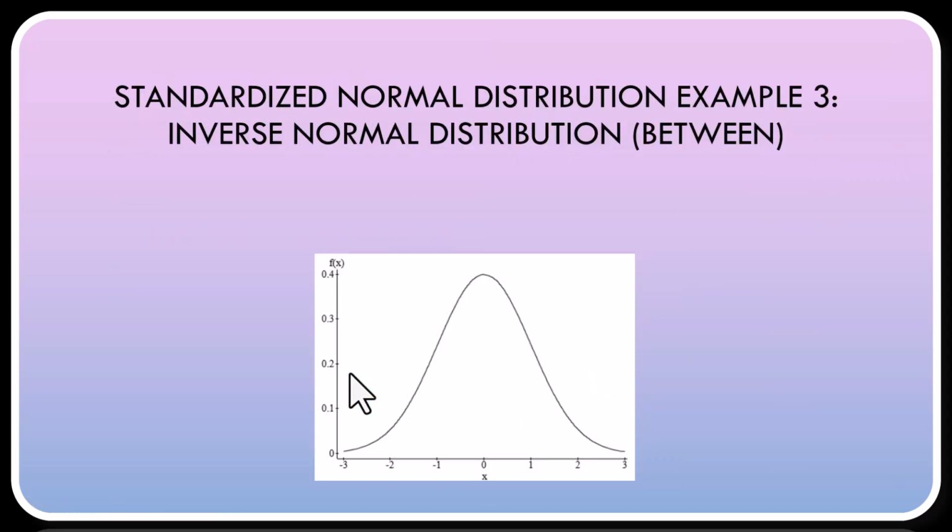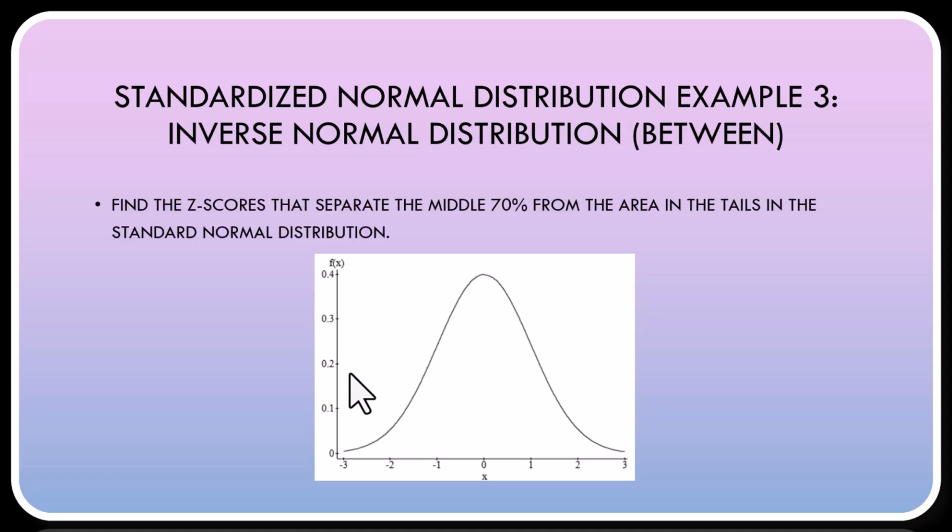This time we're going to do a between example. So this is a little bit more complicated. Suppose we have a problem that asks us to find the z-scores. Notice that it's plural. So we're going to find 2 z-scores that separate the middle 70% from the area in the tails in the standard normal distribution.